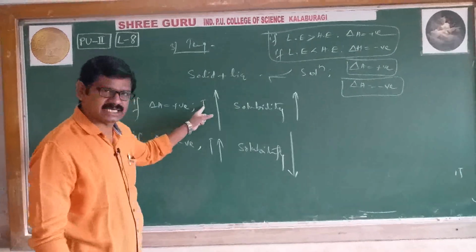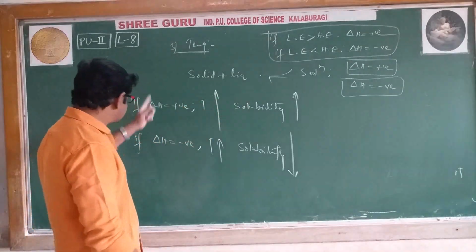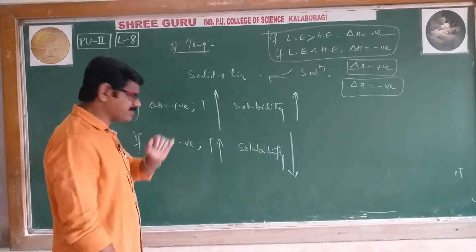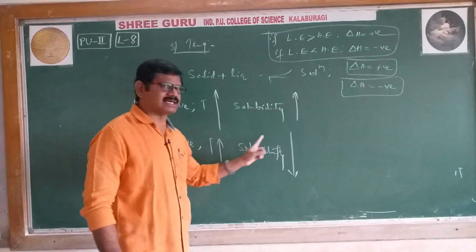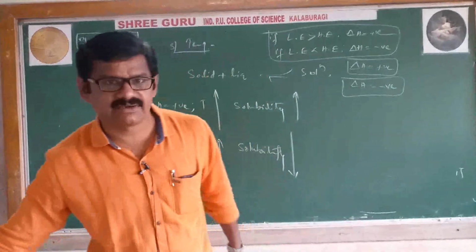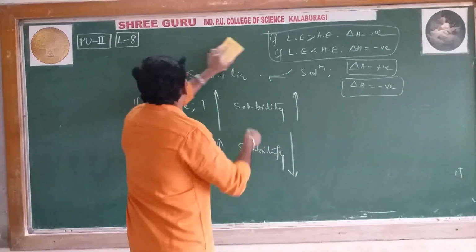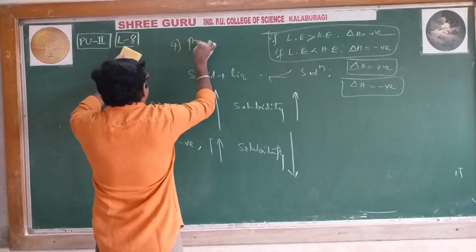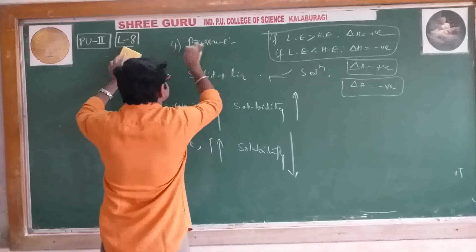If temperature increases, solubility increases for an endothermic process. For an exothermic process, temperature increases, solubility decreases, right? And the last factor is the pressure factor. Let's discuss now.